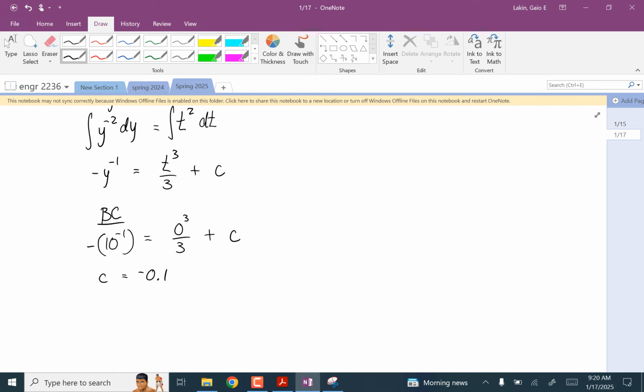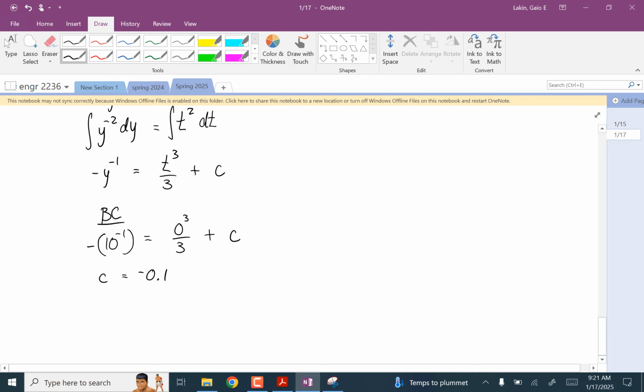Okay? Any questions about using that boundary condition? So just, you know the value of the dependent variable at a specific value of the independent variable, plug those both into your expression and calculate c. And that's how you do it, whether it's an initial condition where time is equal to 0, or another boundary condition where time is equal to something else.